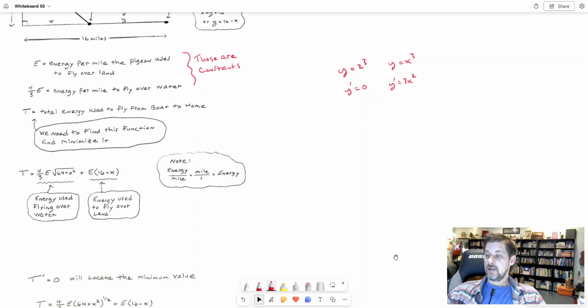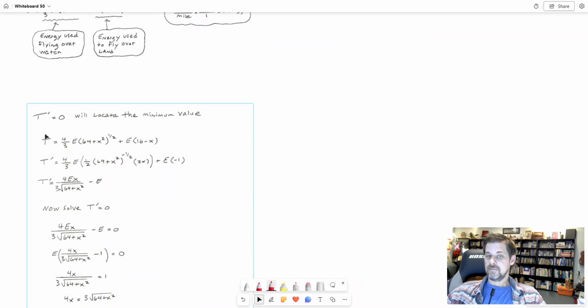So when I take the derivative of this, t to t prime, I'm going to treat that e like it's a constant. So I carry down the 4/3, I carry down the e. The 1/2 comes to the front, I take away 1. 1/2 minus 1 is negative 1/2. The derivative of that inside part is 2x. That's the chain rule. Plus, carry down the e. Derivative of 16 minus x is negative 1. So that's how I get the derivative. Canceling the 2's and otherwise combining the terms, I get that.